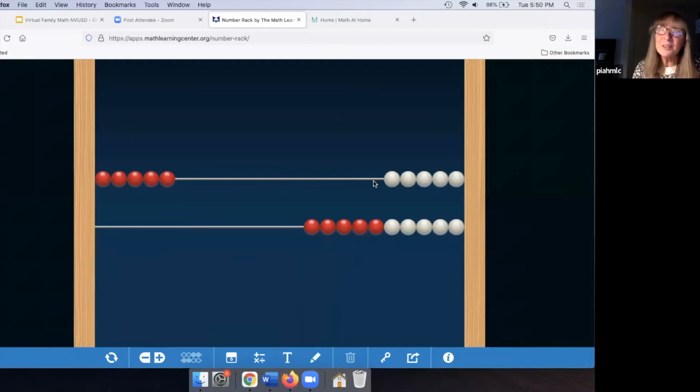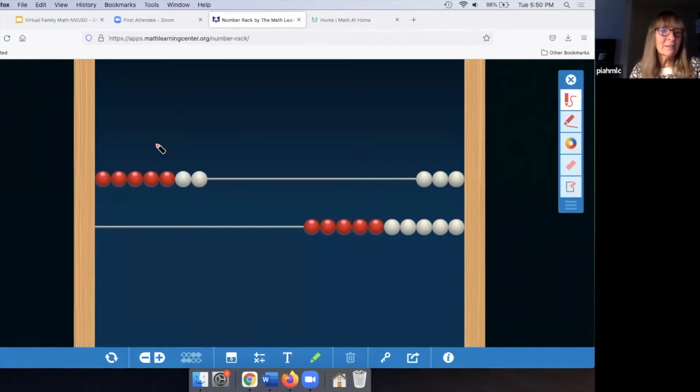By now in kindergarten, we're talking about making 10. So I might say, I have 7 and I want to make 10. How many do I need? And then the child can say 7 and 3 would make 10. But again, we want to make sure that the children are using those groups of 5 and 2 and not counting by ones.